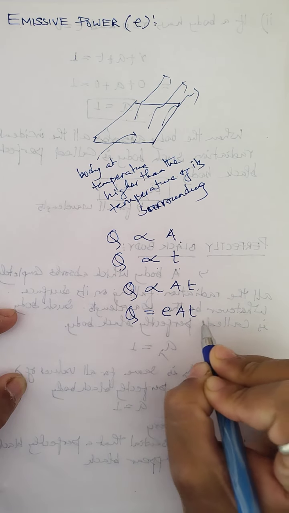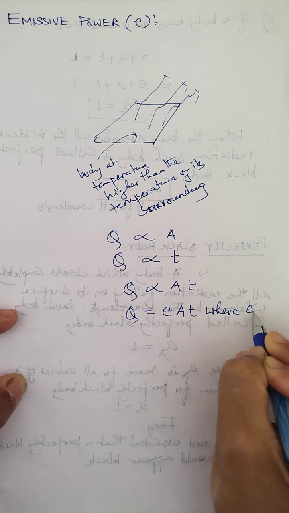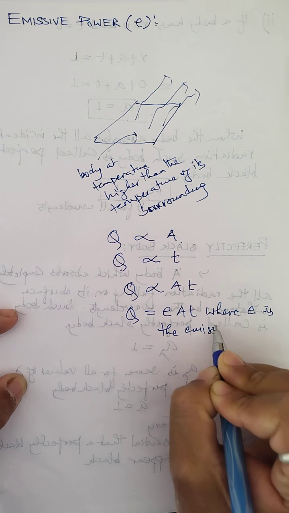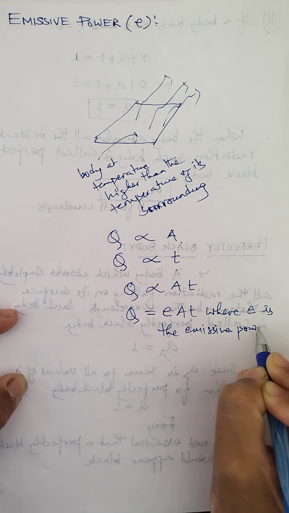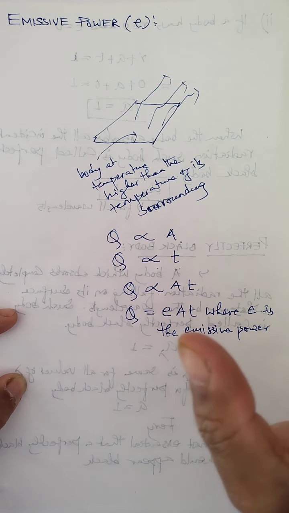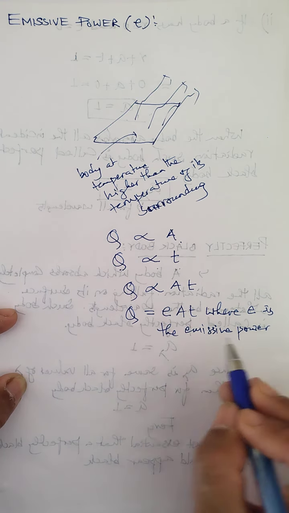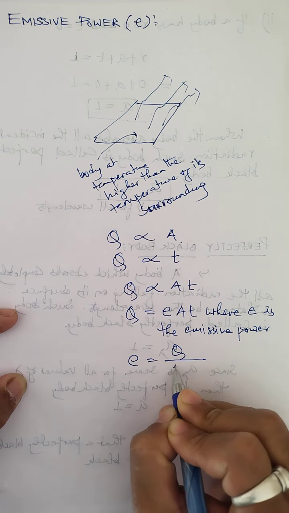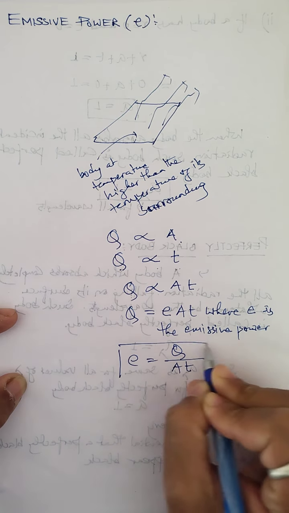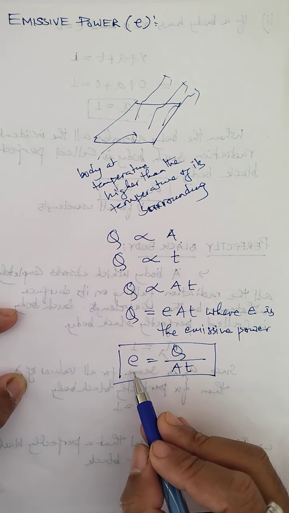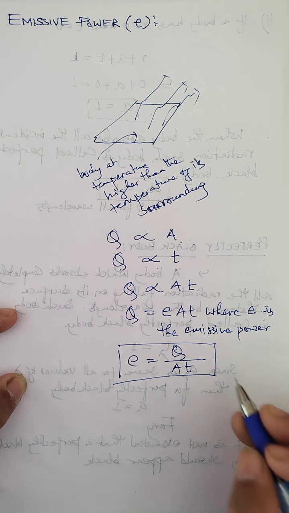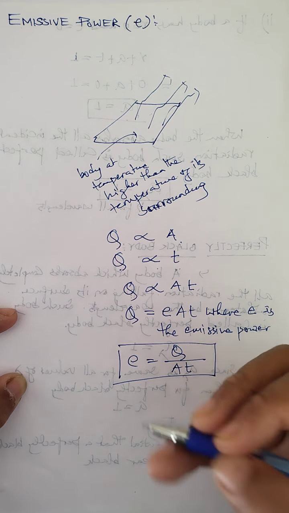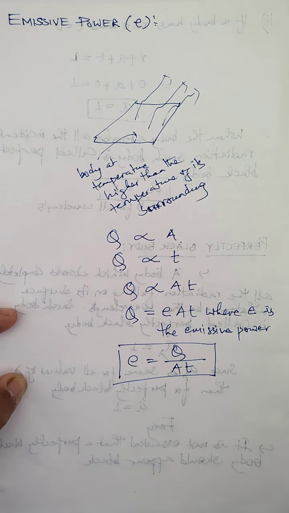Q equals E into A into T, where this E is the emissive power. This E is constant for a given body at constant temperature, and it is called emissive power. So from this relation I can write E equals Q by AT. So emissive power can be measured by Q by AT. Q means the amount of radiant energy emitted, A is the area of the surface from which the energy is emitted, and T is the time for which the energy is emitted.